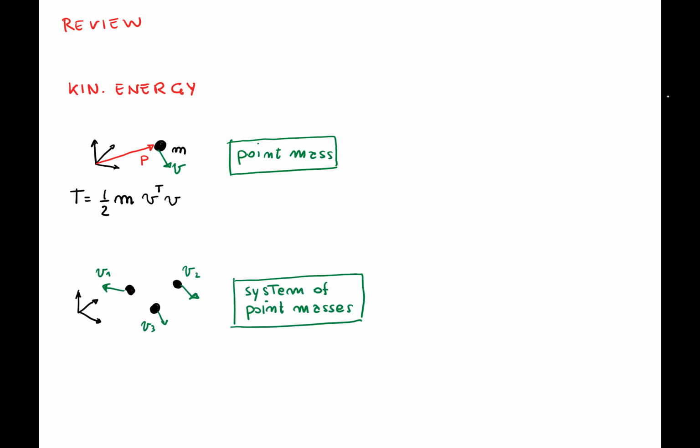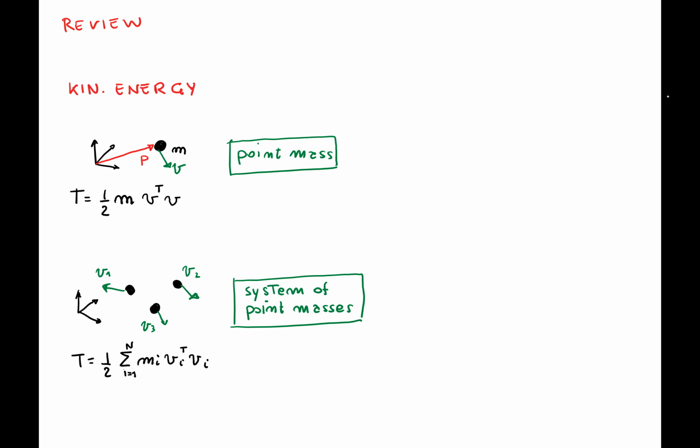Okay, very good. And for a system of point masses, what do we do? The sum of the kinetic energy of every mass. Okay, so the whole system is the sum of the kinetic energies of the single point masses. But our assumption is that our robot is made of rigid bodies. We don't consider any flexibility.